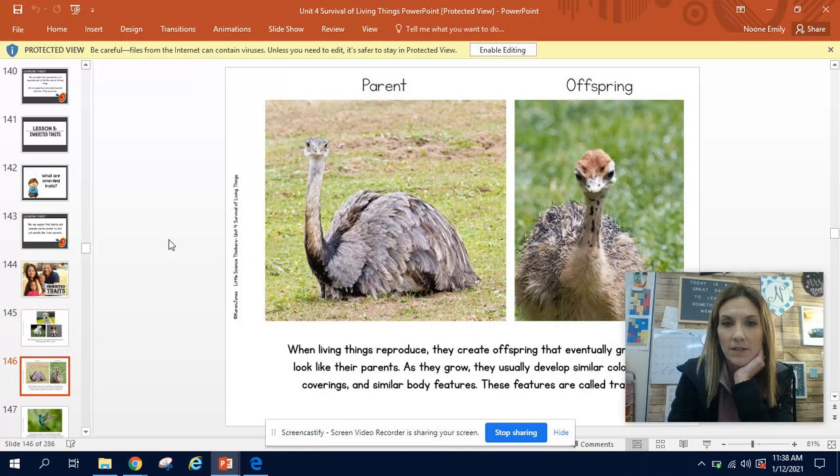Let's look at something else. When living things reproduce, they recreate offspring that eventually grow up and look like their parents. As they grow, they usually develop similar colorings, similar coverings, and similar body features. These features are called traits. We've already learned what one part of that means, traits. Traits are parts of your body. So what color your skin is, what color your eyes are, what color your hair is, the shape of your face. Traits are what you look like, things on your body.